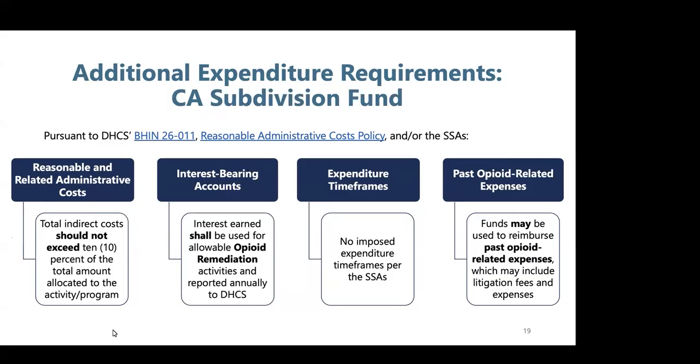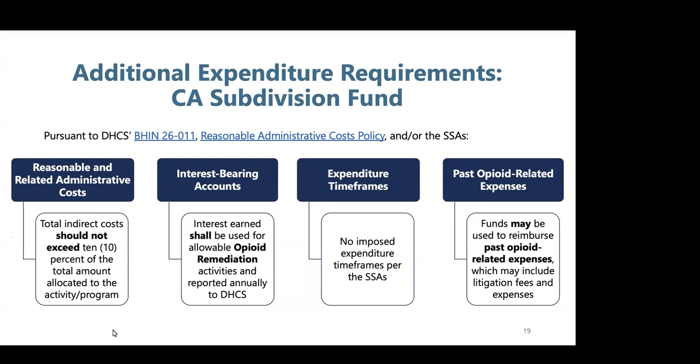Subdivision funds, a little bit different. We have our link here as well for more information than what I'm going to try to summarize. In terms of administrative costs, again, we encourage those in receipt of subdivision funds to adhere to our reasonable administrative cost policy. You can also put this money into an interest-bearing account, but you will be required to report on the amount that was earned, as well as you must use those funds for an eligible opioid remediation activity.